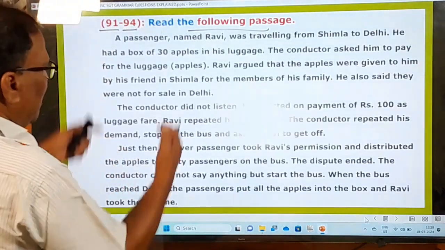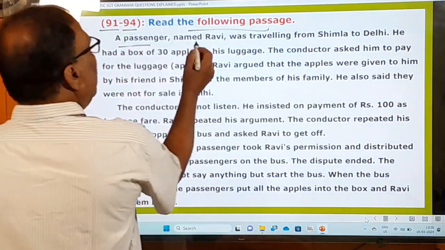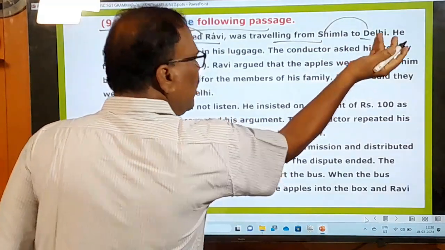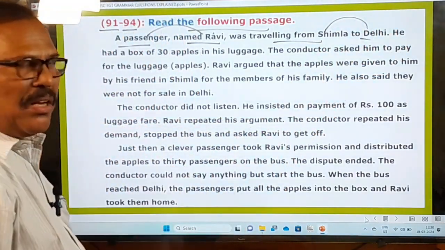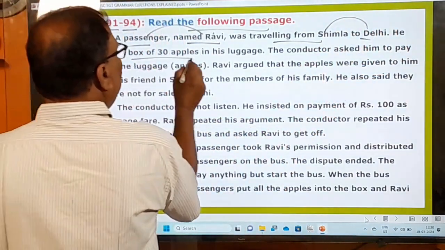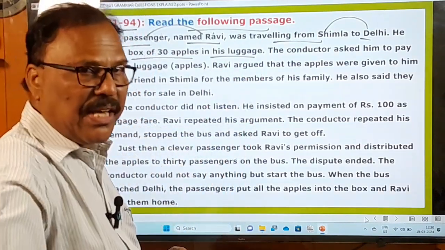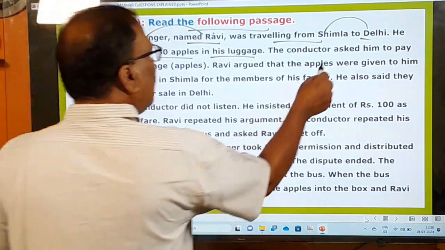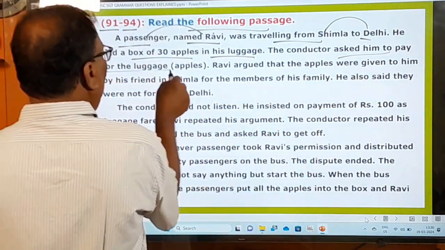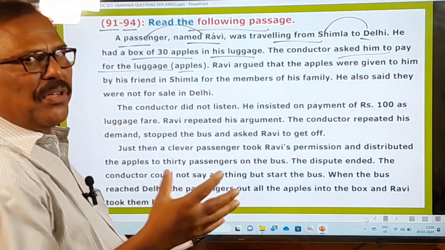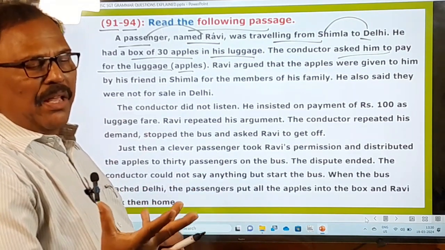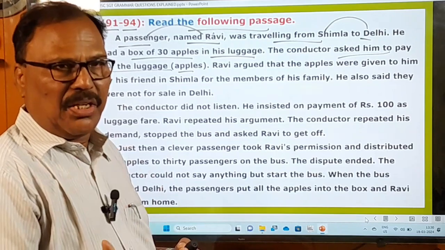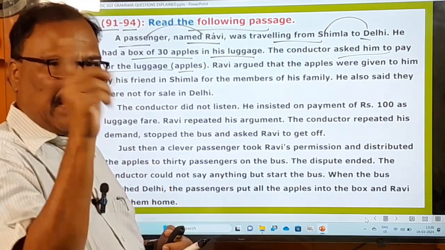It's a very beautiful passage. A passenger named Ravi was traveling from Shimla to Delhi. You can easily understand that. He had a box of 30 apples in his luggage. He was carrying a box of 30 apples with him. The conductor asked him to pay for the luggage, for the apples. Whenever you are carrying heavy luggage, the conductor will generally ask you to take a ticket for that luggage also.